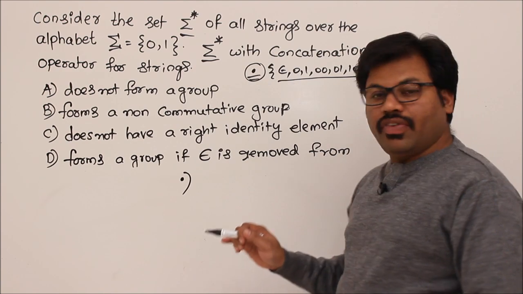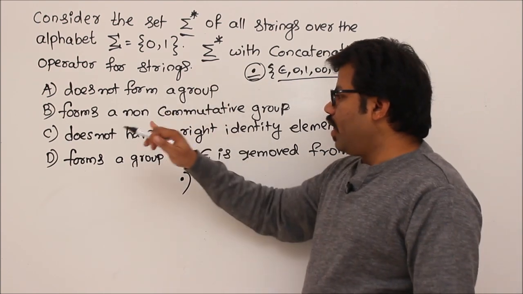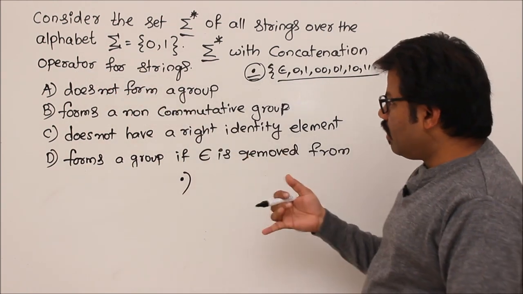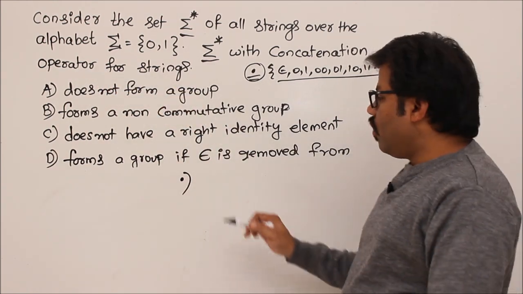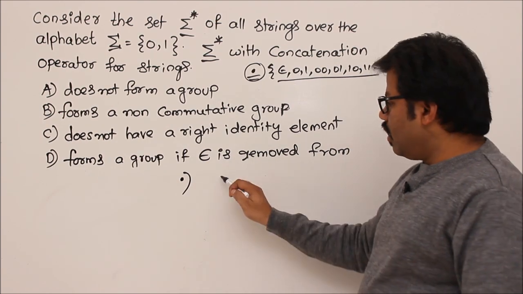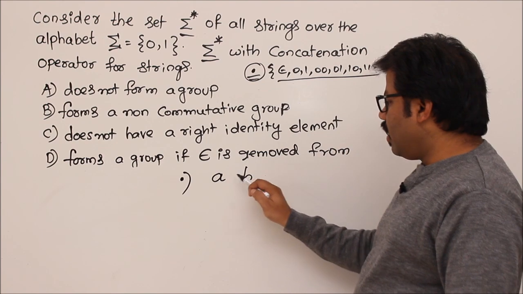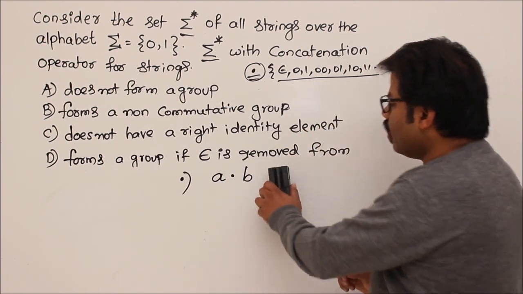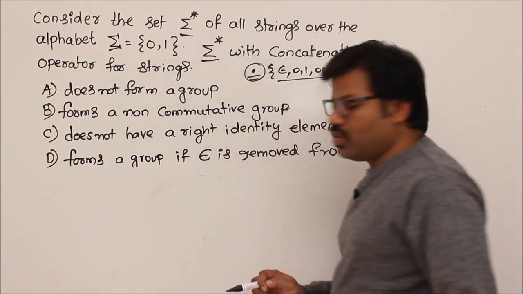Systematically we will check, because it is all about groups, right? So my first target is to see why this does not form a group. First of all, I will see whether this option is correct or not. For that, is concatenation closed or not? When A is a string and B is a string, A concatenation B always gives you a valid string, correct? So it is closed. Second, associative.